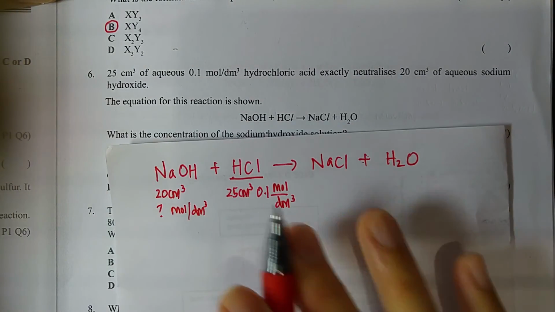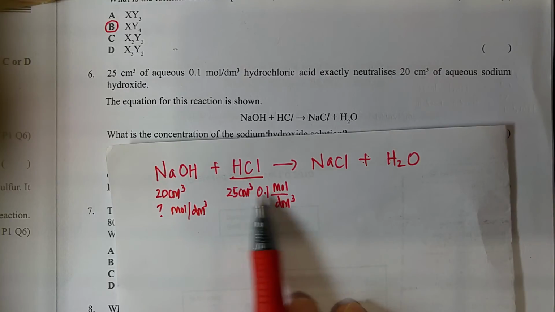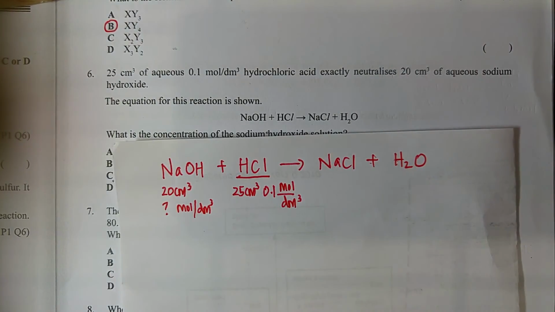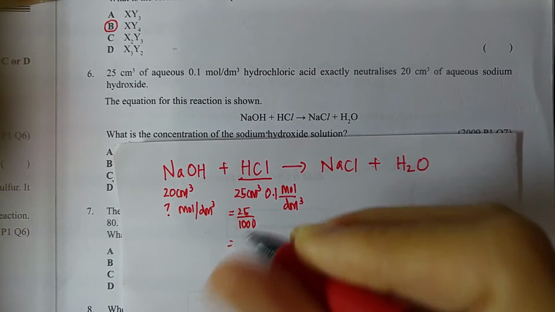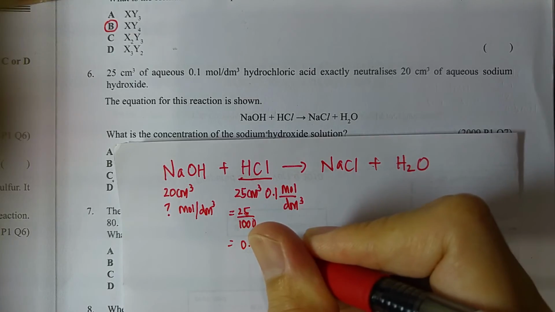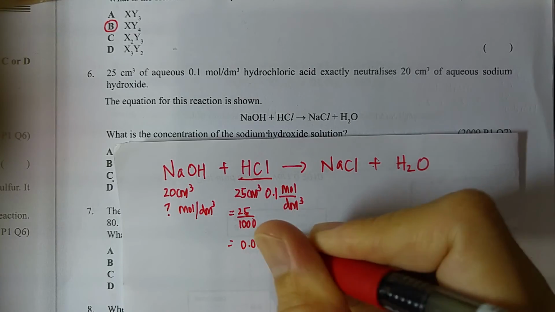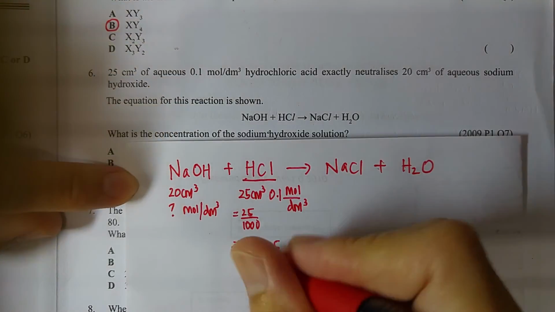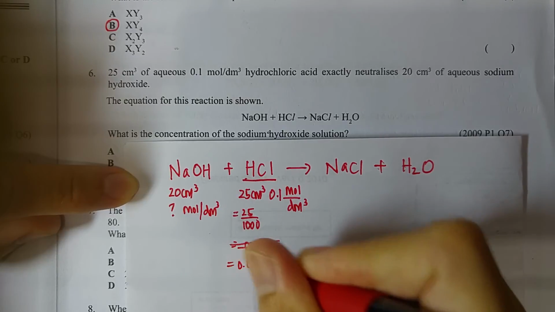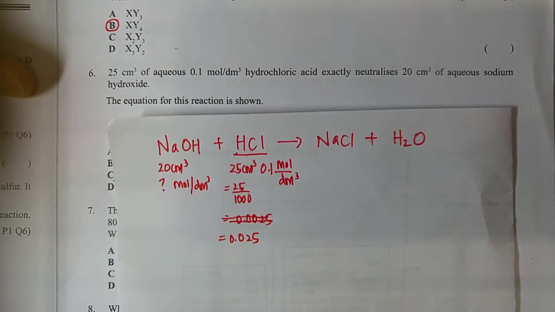Now, you have to know that when you multiply these two numbers together, for example 25 cm cube, I change it to dm cube. So 25 over 1000, 25 divided by 1000, that would be 0.025 dm cube.